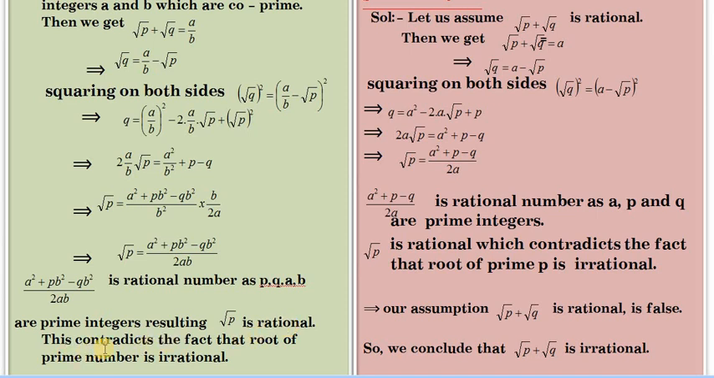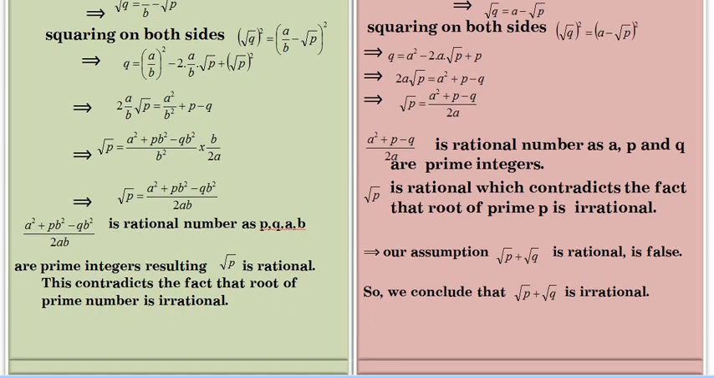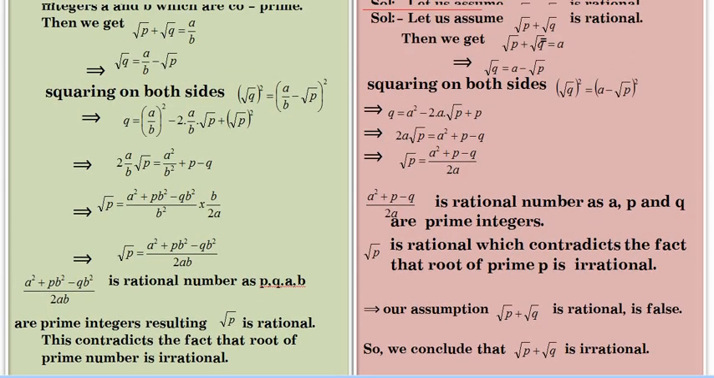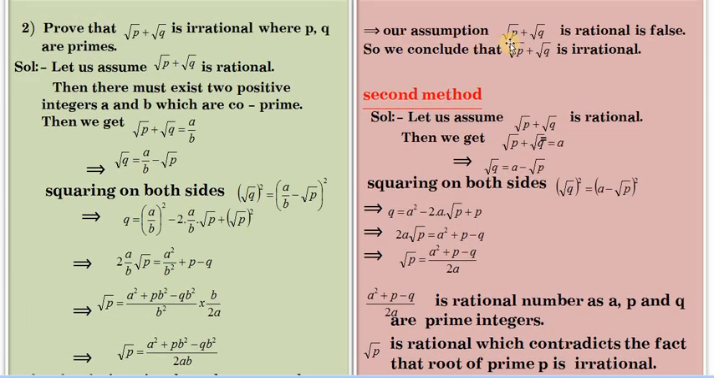So that means our assumption is wrong. What is our assumption? This contradicts the fact that the root of a prime number is an irrational number. That means here our assumption that root p plus root q is rational is false. So we conclude that root p plus root q is irrational.